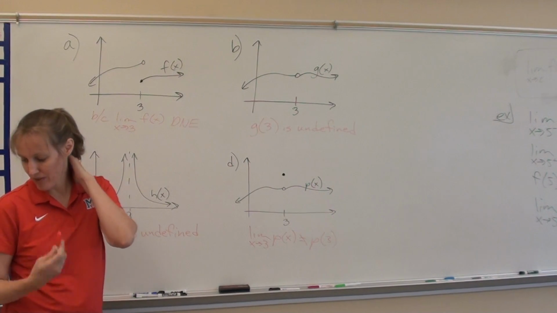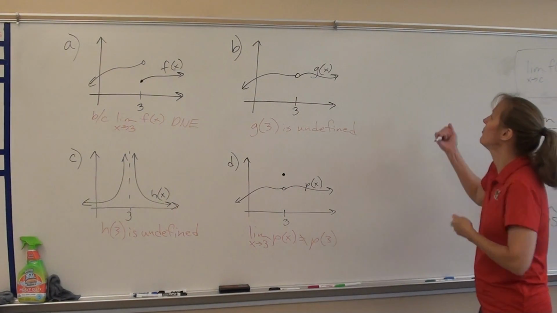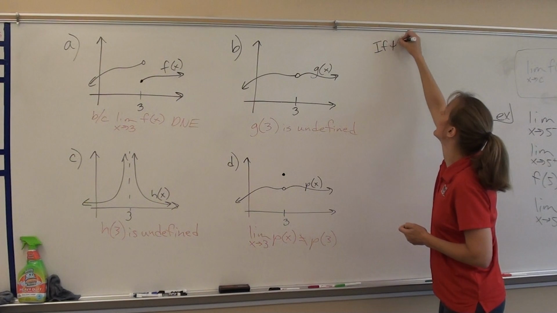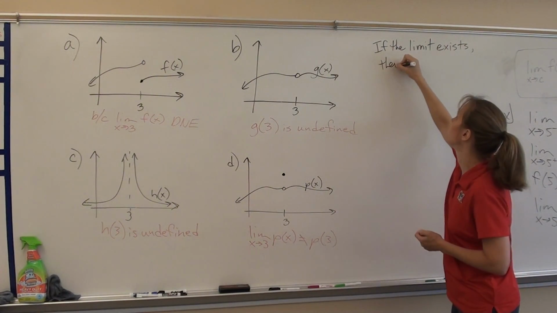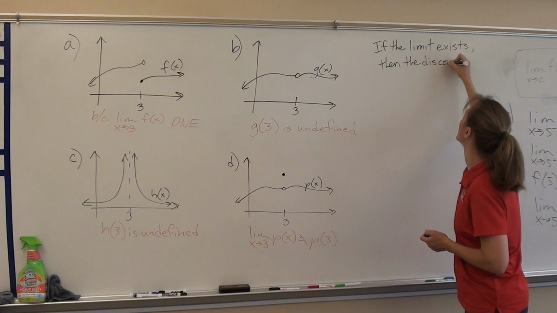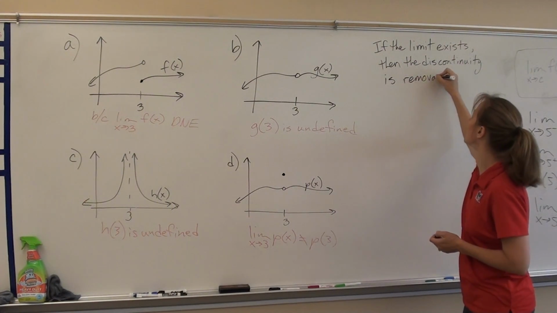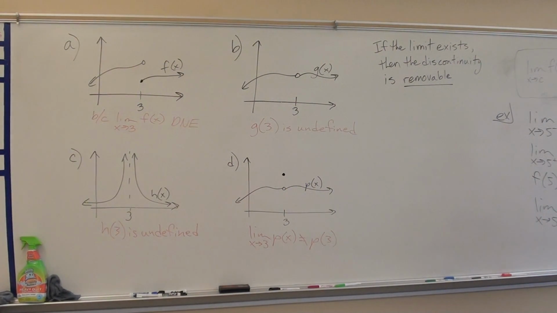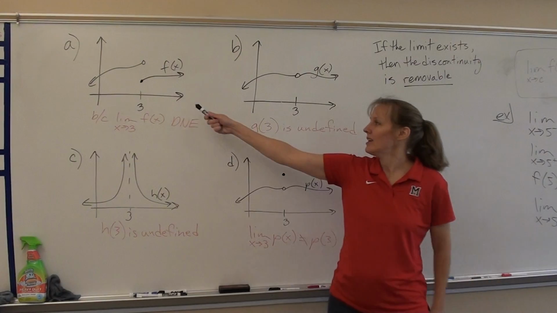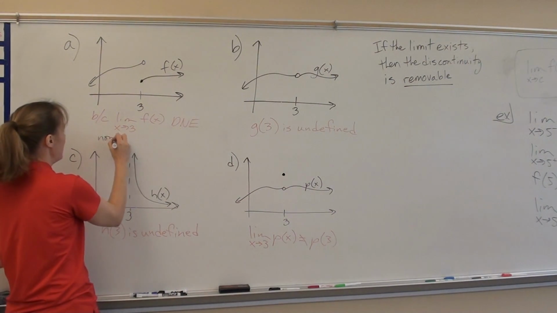Okay, the last bit of notes, and then we have to do a couple of really big examples, is to talk about removable discontinuity. So just FYI, if the limit exists, then the discontinuity is removable. So for these 4, A, B, C, D, for A, is the discontinuity removable? No. And so what we write for that is non-removable.